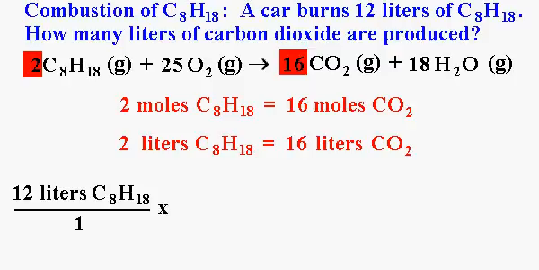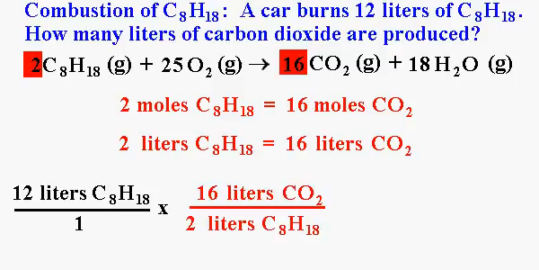I've got 12 liters of C8H18. I put that over 1, and then I multiply by 1. But the expression for 1 comes from the conversion relationship. I need to get rid of liters of C8H18, so those are going to have to go on the bottom of the fraction so that they cancel. And that leaves liters of CO2 on the top, which is what I wanted to solve for.